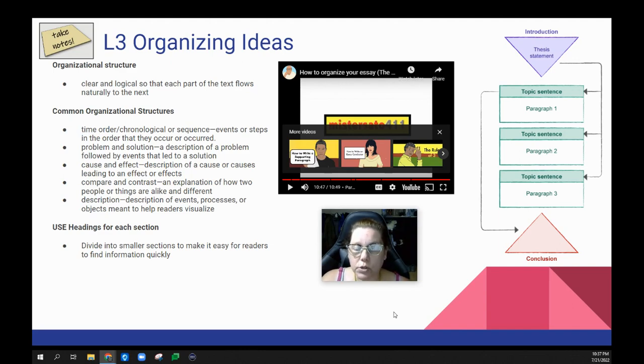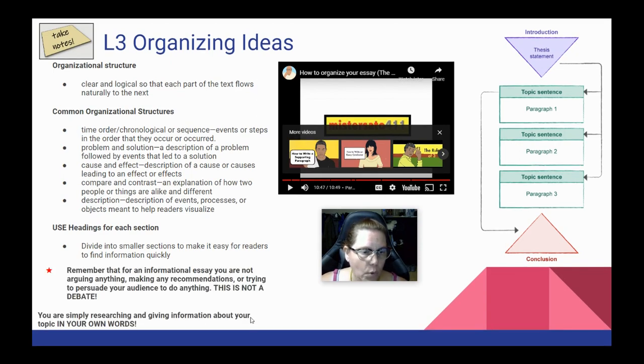This is an explanatory essay, so you are basically providing information about a topic that you choose. There will be no call to action at the end. You're not trying to convince anybody to do anything or take any kind of action. You're simply teaching the rest of the class about that particular topic.